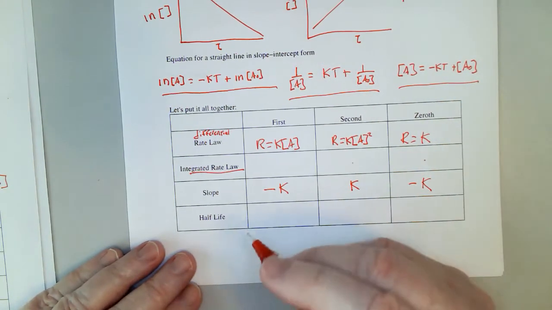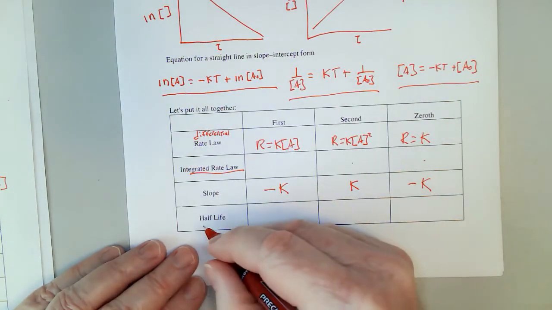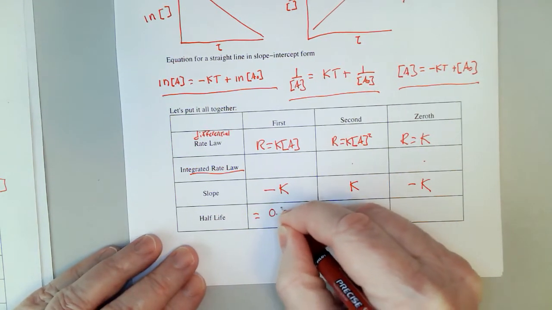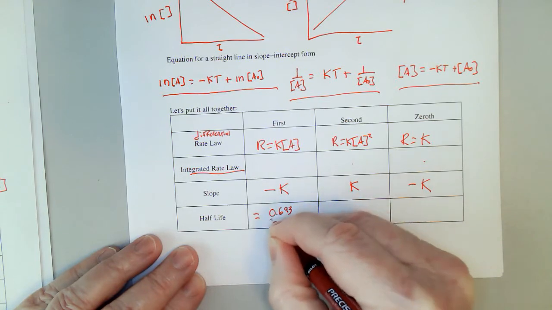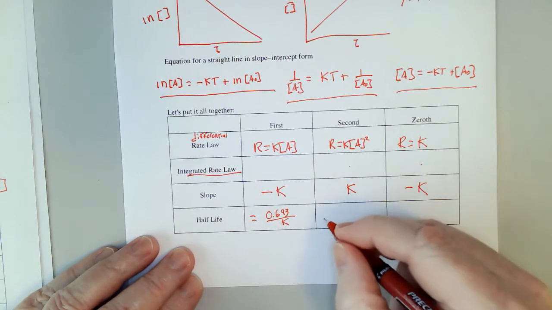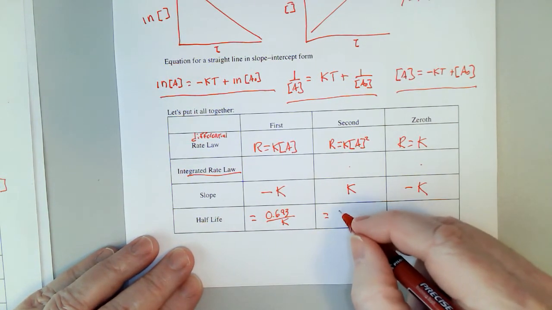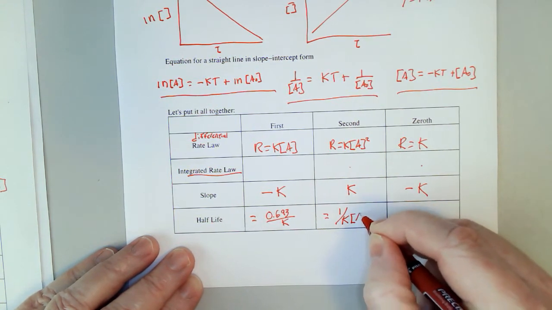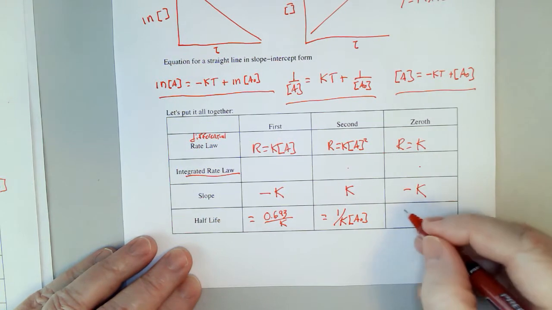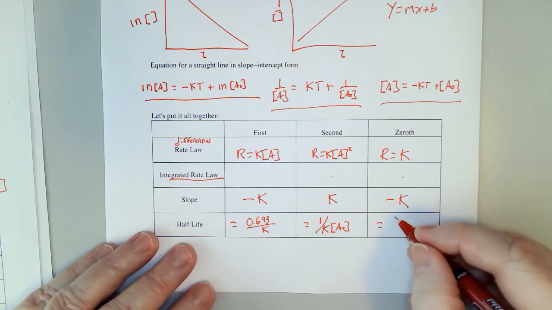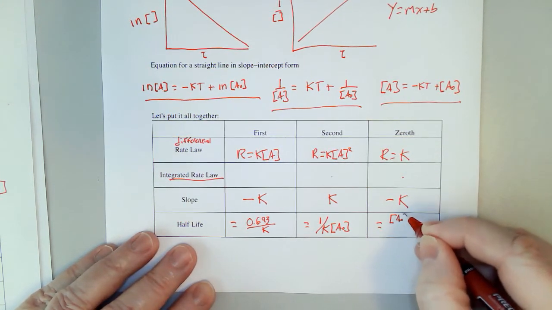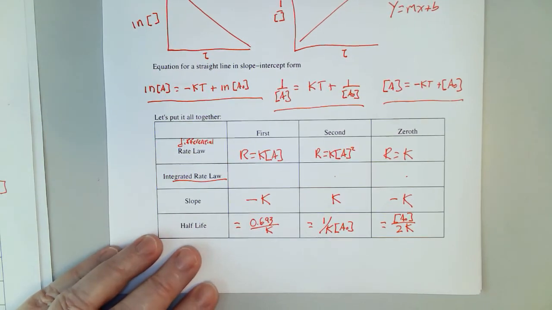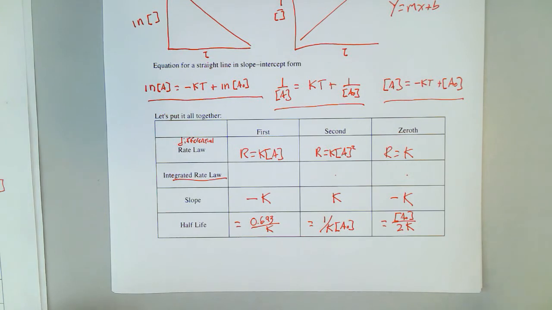Now, on the next page, what we're going to see is that the half-life of a first order reaction is equal to 0.693 over k. For a second order, it's 1 divided by k times A naught. And for a zeroth order, it is A naught divided by 2k. And we'll develop those on our next page.